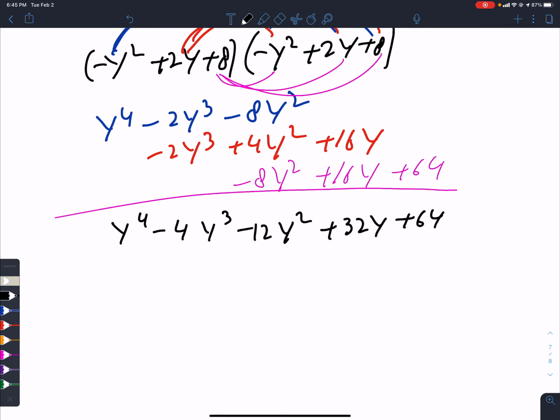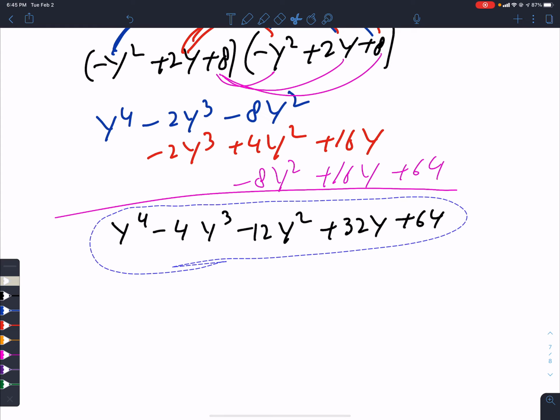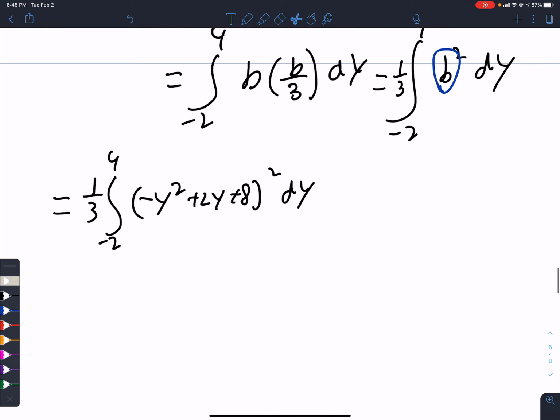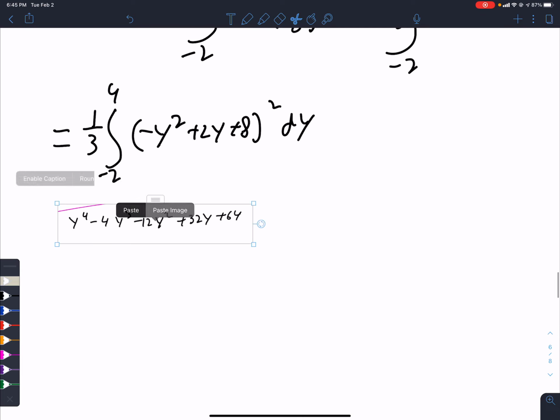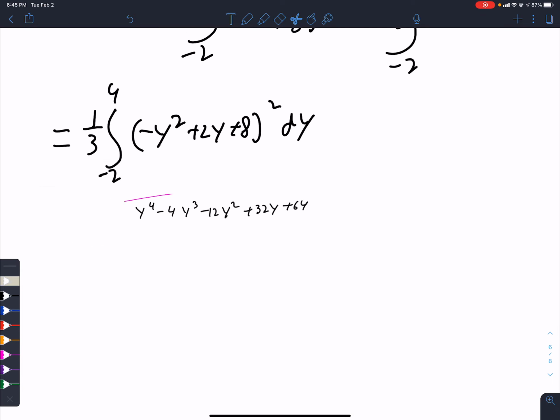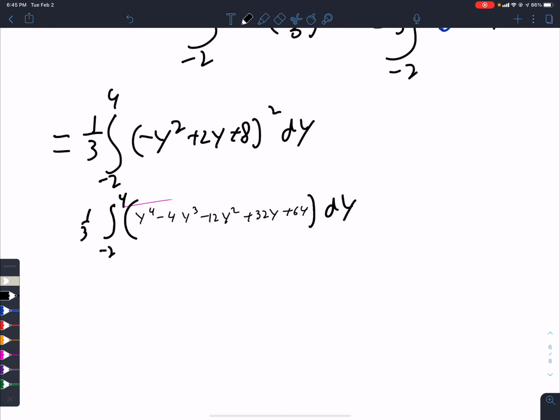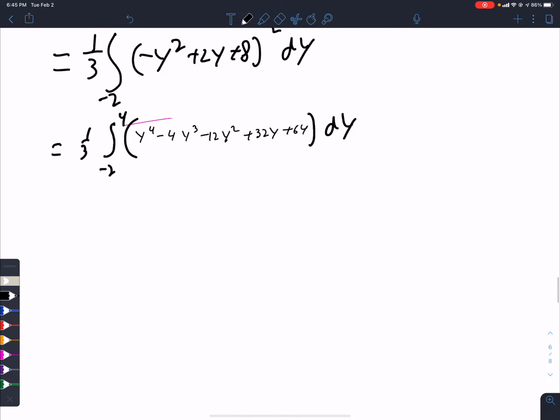Wow, I'm going to copy and paste this because this is humongoid. Copy. Paste. Humongoid, you like that word? So we're going to integrate 1/3 from negative 2 to 4, this whole thing dy. Wow, sorry guys, this is quite ugly.